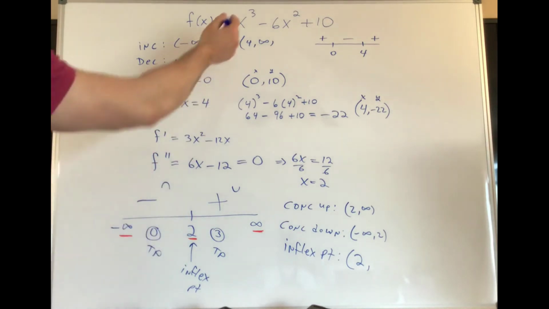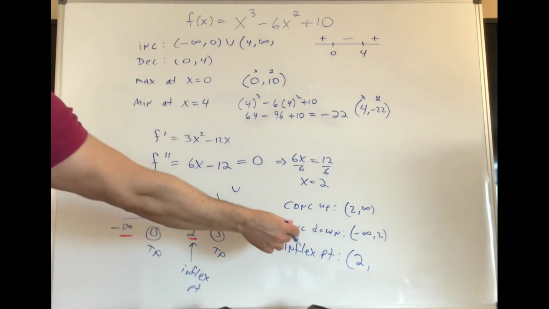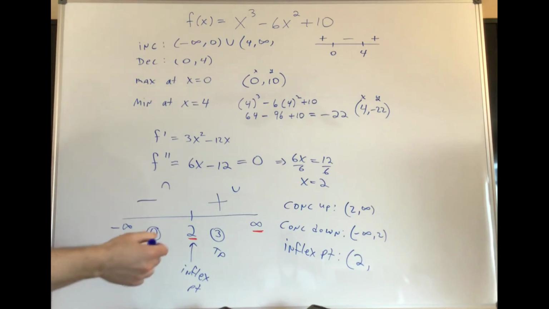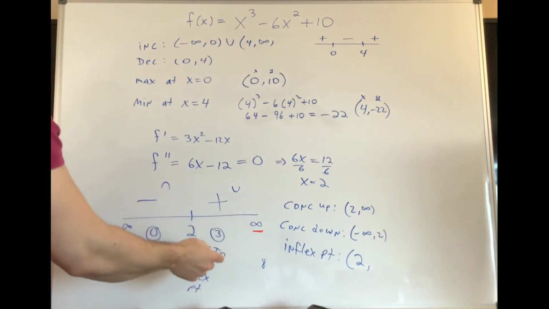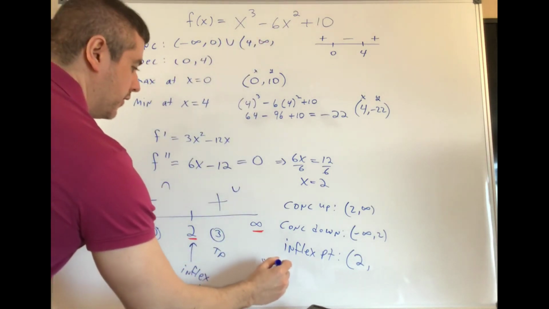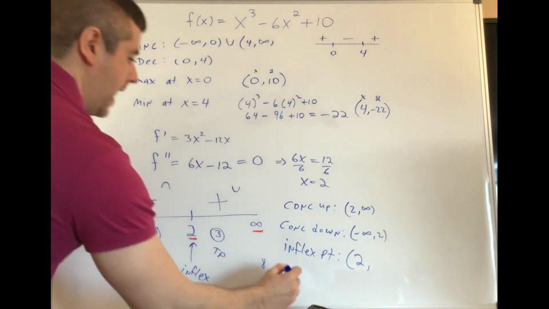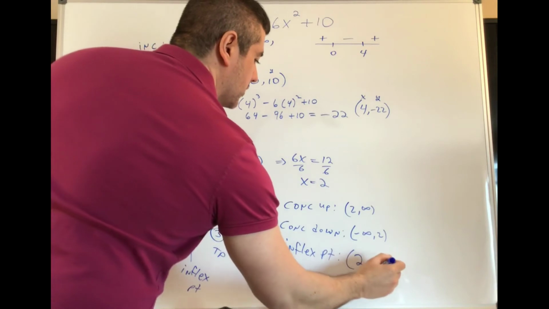Now, I'm going to plug it in real quick. So let's see. I need to figure out the y value for the inflection point. So when I plug 2 into there, I get 8. You'll see me screw this up live. 2 squared is 4. 4 times 6 is 24. And then I need to add 10. So it's just 18, take away 24, right, which is negative 6.